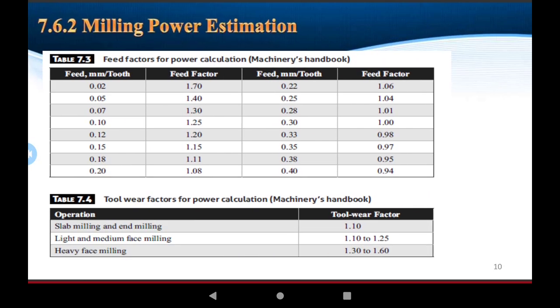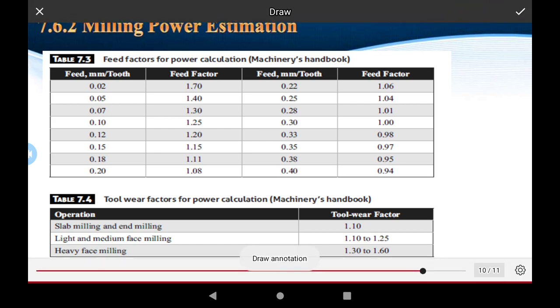Standard values are also given by the Indian standard organizations, and other countries use their own standard values for these operations.